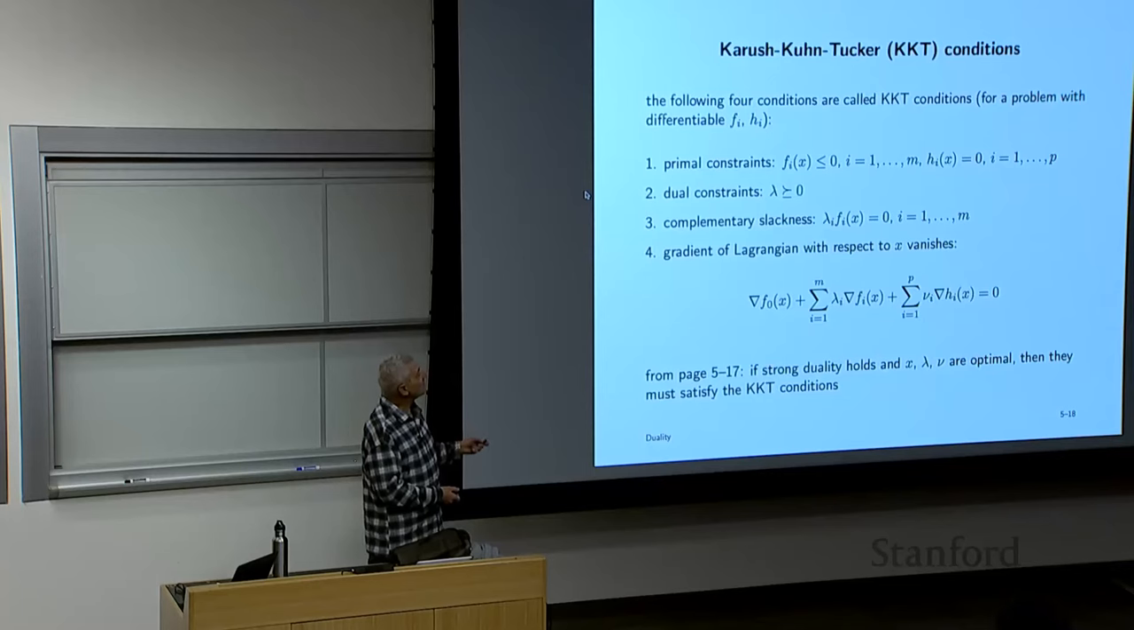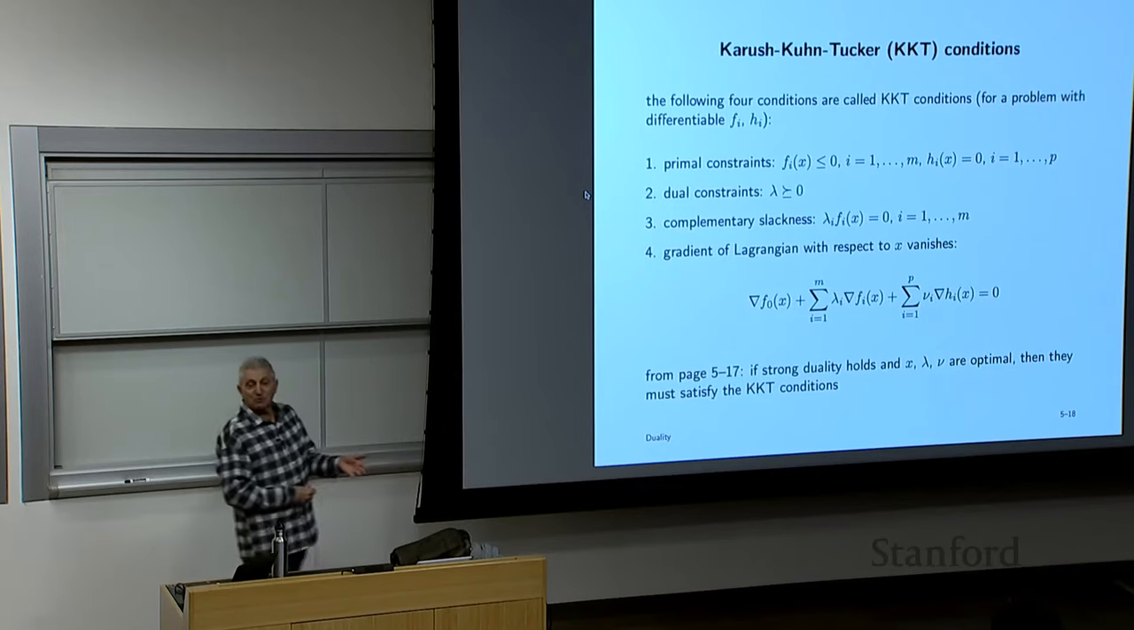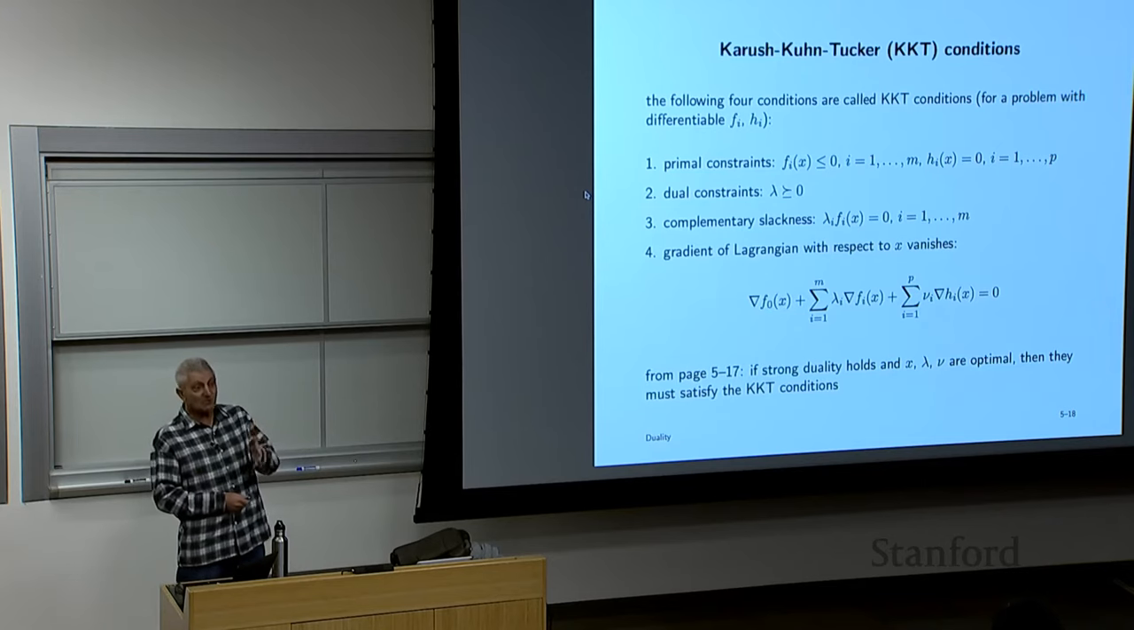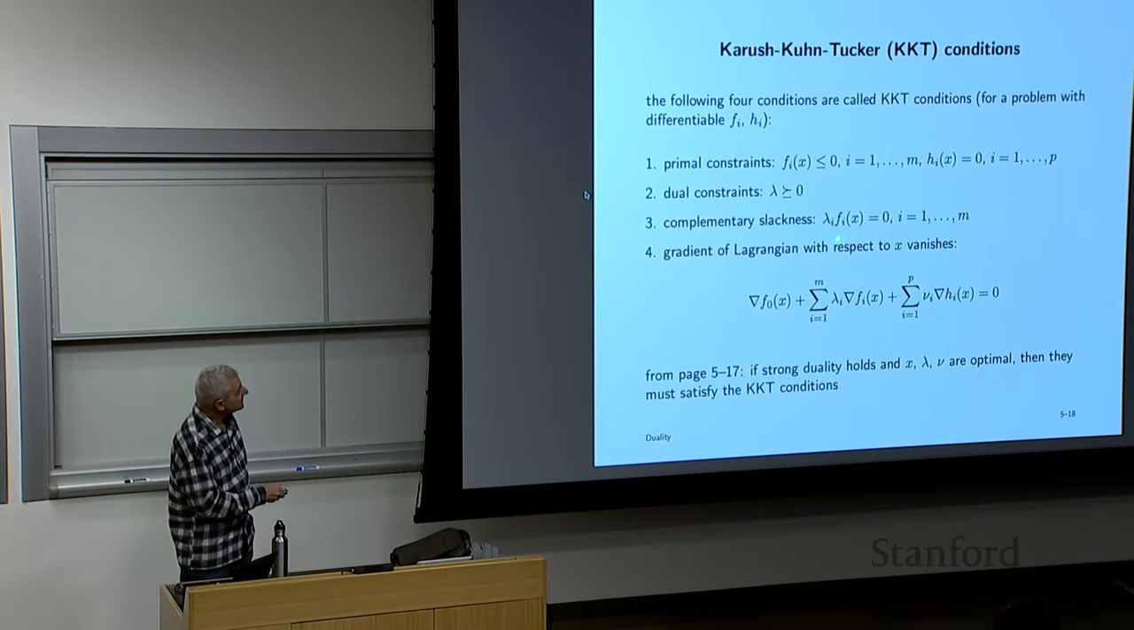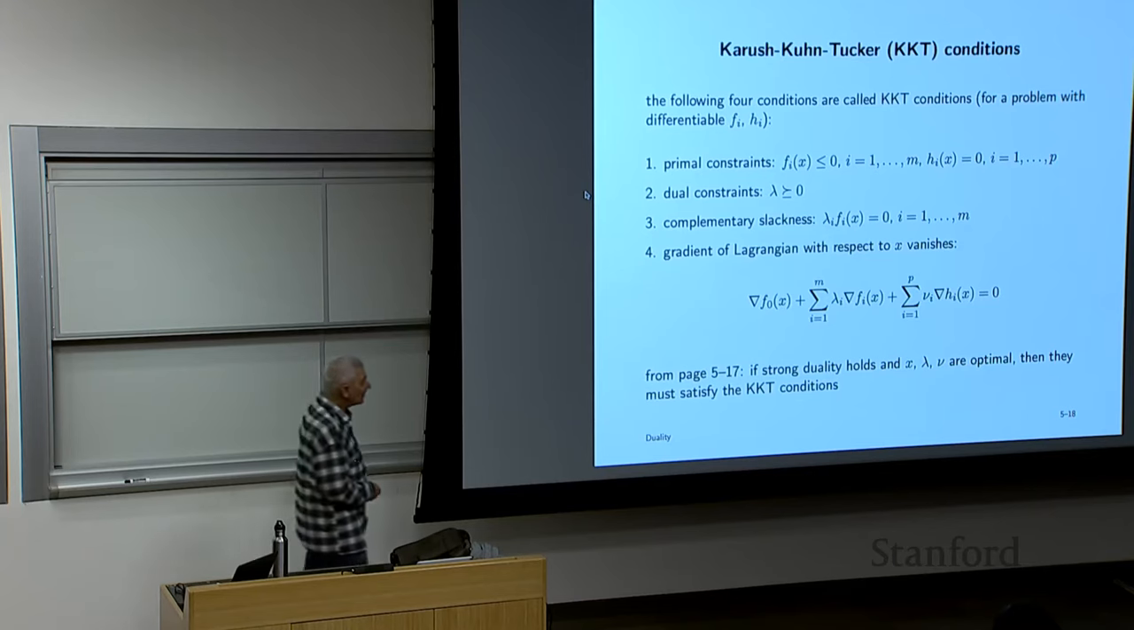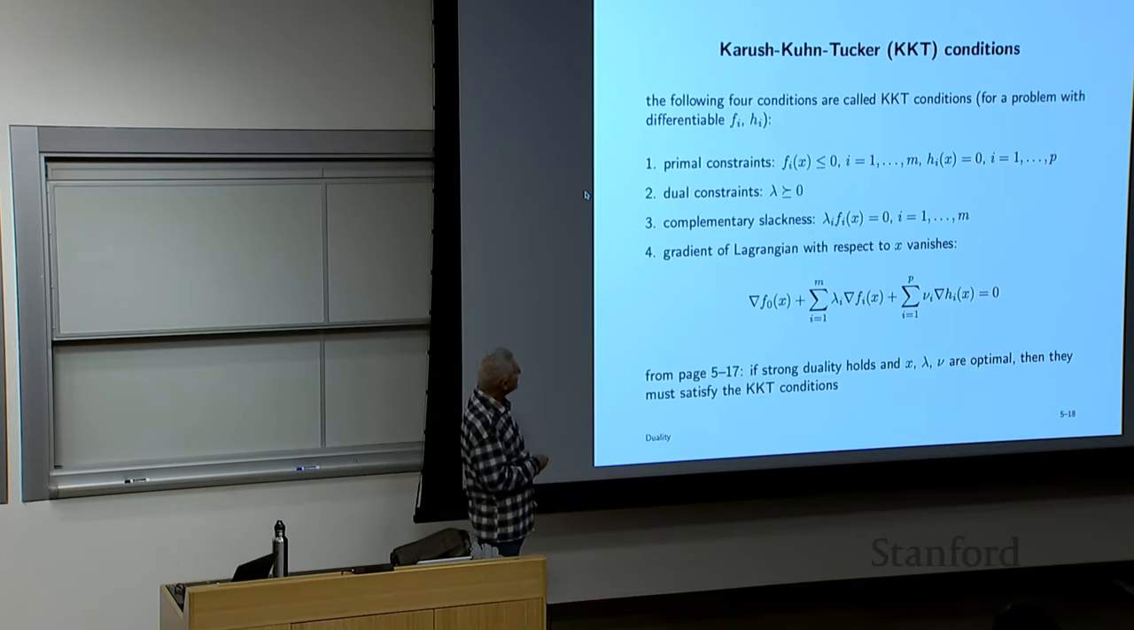And then finally, you have complementary slackness. That's this innocent thing that says you can have a positive Lagrange multiplier for an inequality constraint only if you're tight. That's what this says. And then the final one is that the gradient of the Lagrangian with respect to x vanishes. That's just this condition. This is the gradient with respect to x of the Lagrangian.